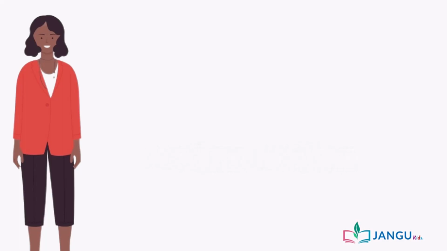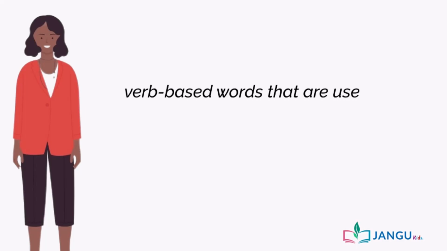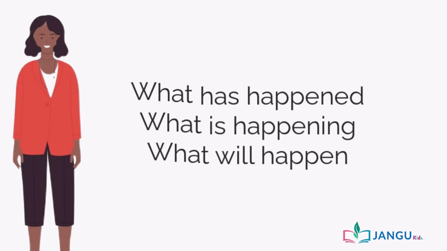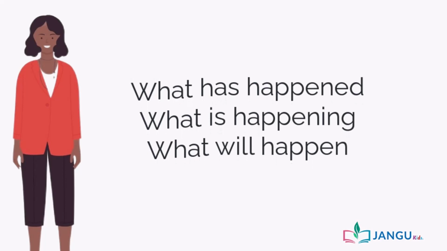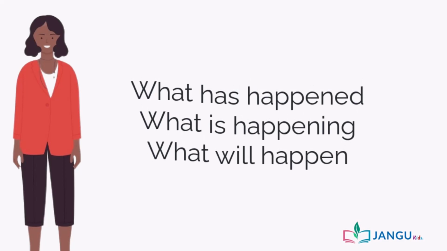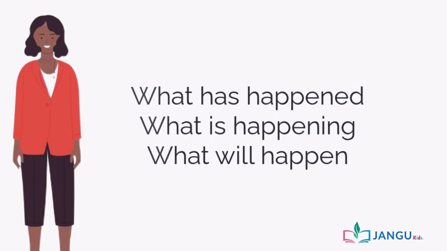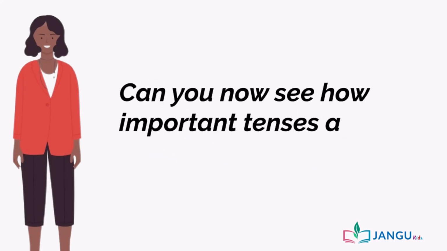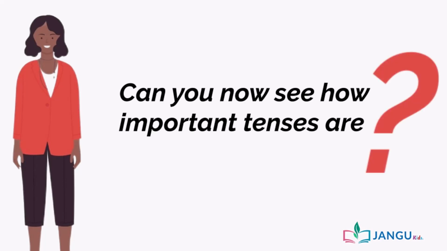This is why tenses are defined as verb-based words that are used to express the time of an action, event, or condition. This is to say that in order to explain what has happened, what is happening, and what would happen, we have to make use of tenses. Can you now see how important tenses are and why you need to learn them?